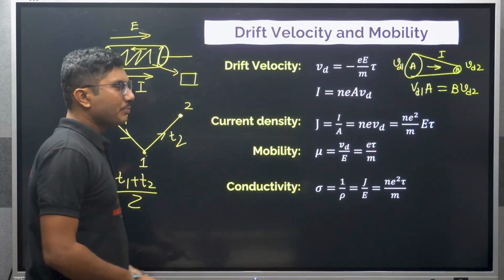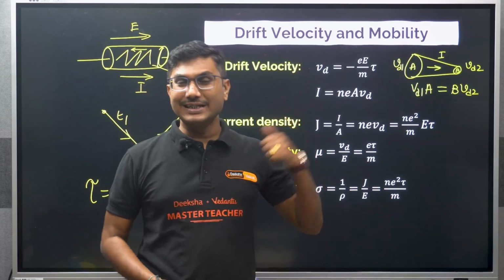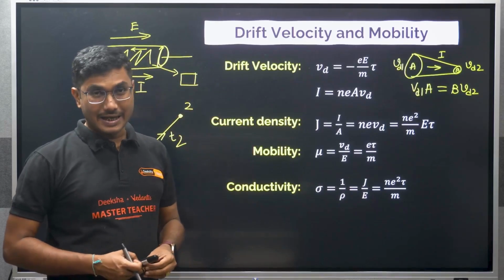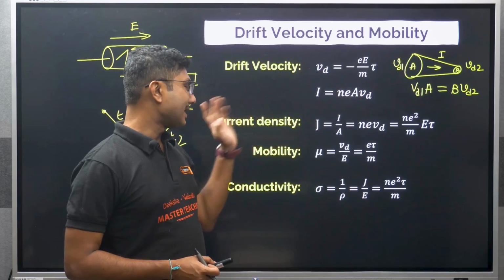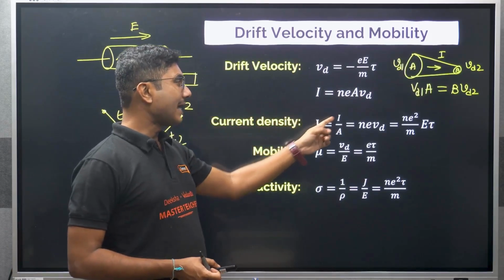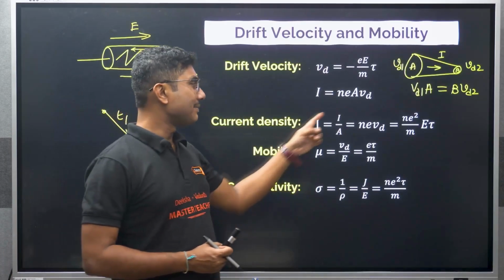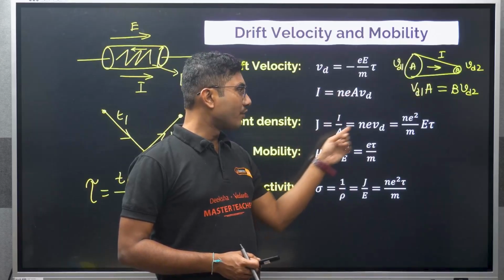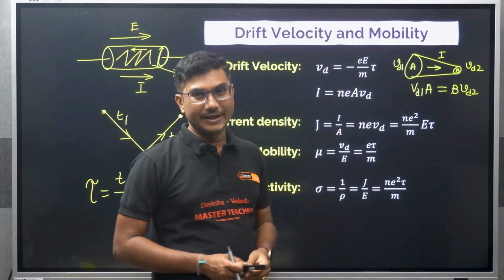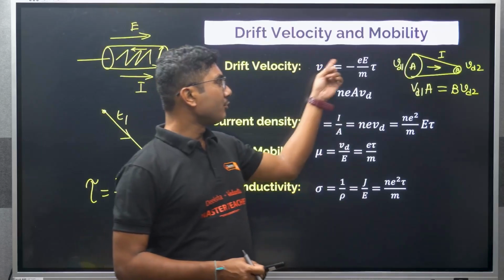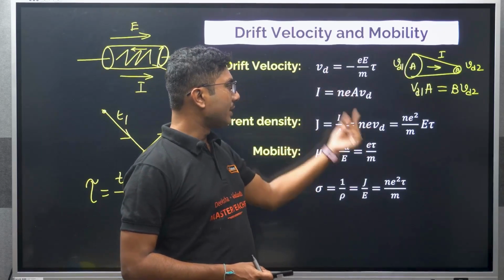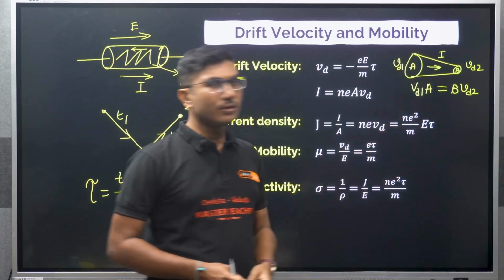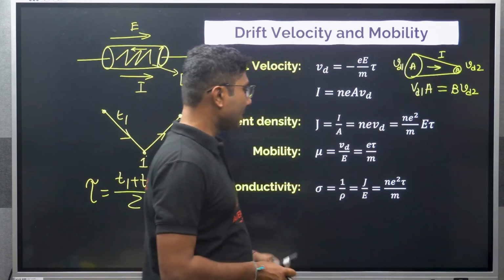Now there is one more important term, which is called current density. We have seen in the alternative form of Ohm's law that J = sigma E, right? From there we can see that current density is given by I by A. If you put that value over here, you get this as n e Vd. Now if you put the magnitude of Vd over here, you will get this as n e squared tau by m, times E.